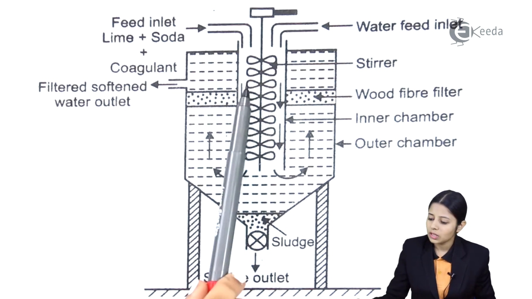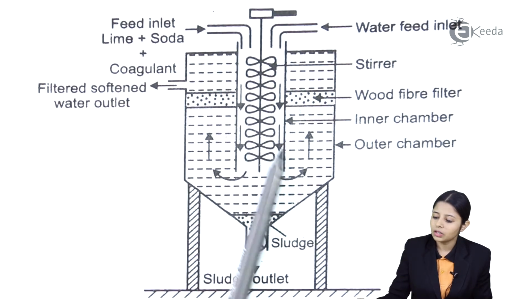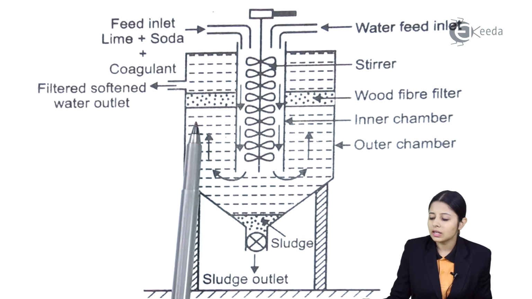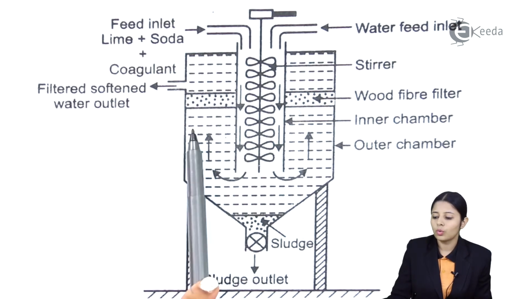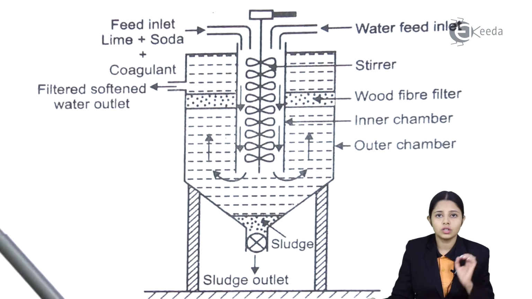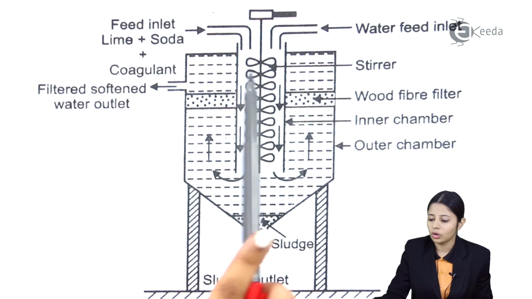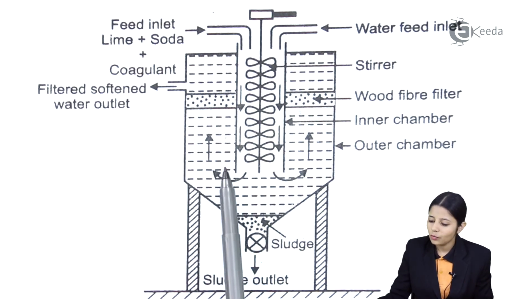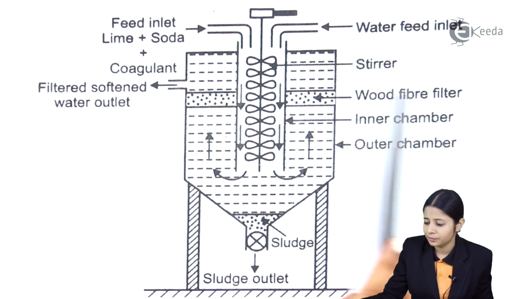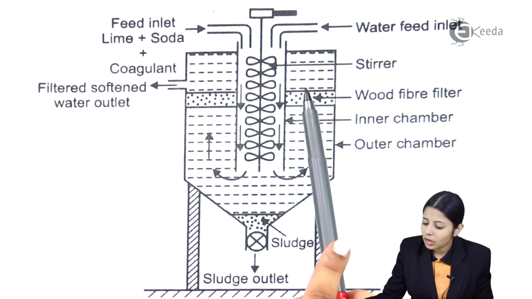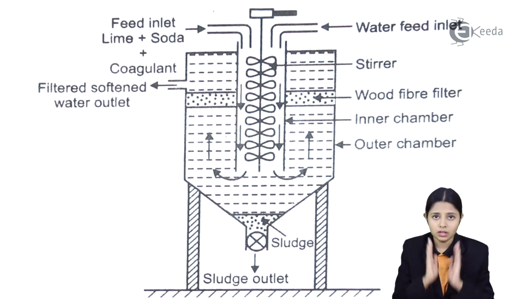Once it keeps on mixing, what happens as the water slowly flows down? Over here I have nothing but my pure water, or I can say that this is my softened water. From the inner chamber, what comes outside is only softened water. So the inner chamber to outer chamber transition is nothing but hard water into soft water. Now this soft water is pushed up, and when it is pushed up, there is a wood fiber filter. Now why is there a wood fiber filter? Because this filter will just filter out all the other impurities which are present in the soft water.